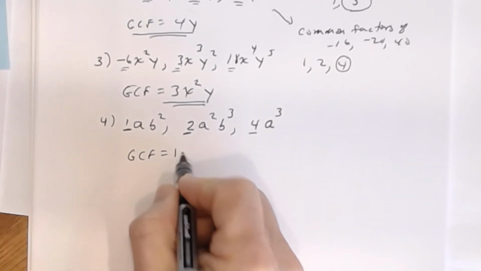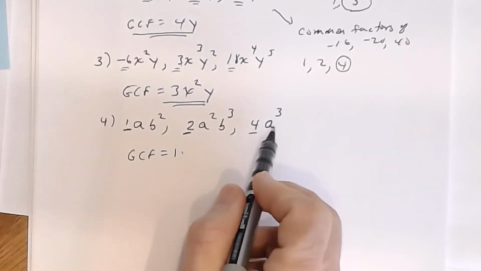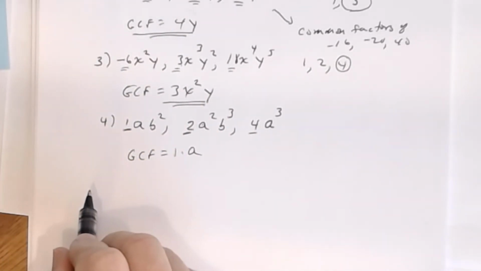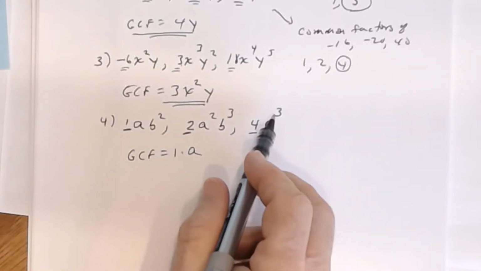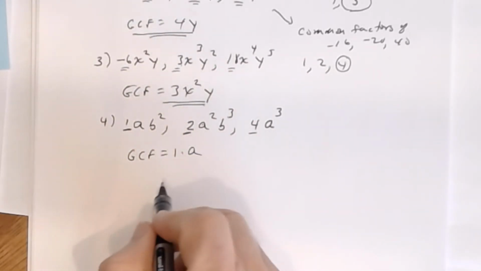Okay. Times, now let's look at the variable. I have an A in every term. So I'm going to need an A in my GCF. The question is, how many do I need? I have 1 here, 2 here, 3 here. So I'm going to use one of them. So I just need 1.